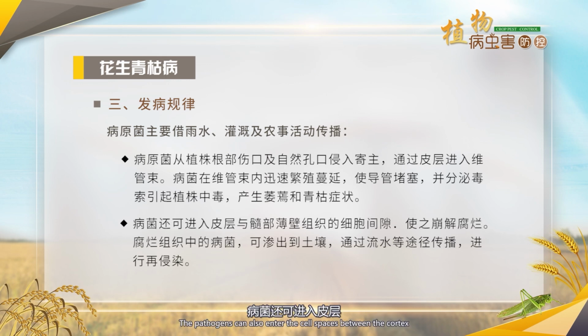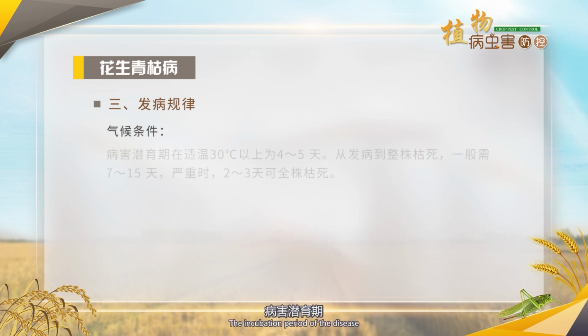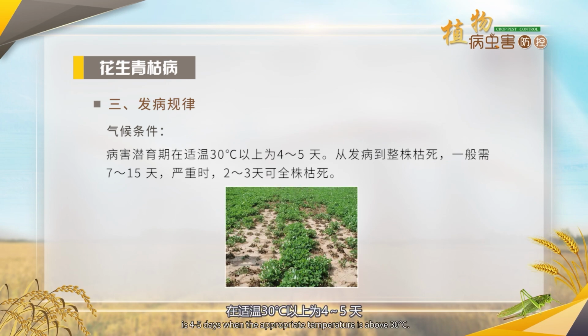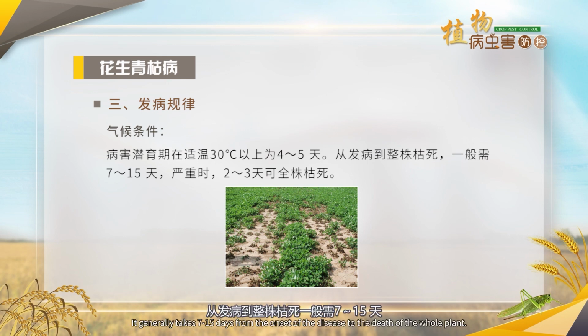The pathogens can also enter the cell spaces between the cortex and the parenchyma of the medulla to cause disintegration and rot. Pathogens in rotted tissues can seep into the soil and spread through running water and other ways for secondary infection. The incubation period of the disease is 4 to 5 days. When the temperature is suitable, above 30 degrees Celsius, it generally takes 7 to 15 days from the onset of the disease to the death of the whole plant. In severe cases, the whole plant can wither and die in 2 to 3 days.